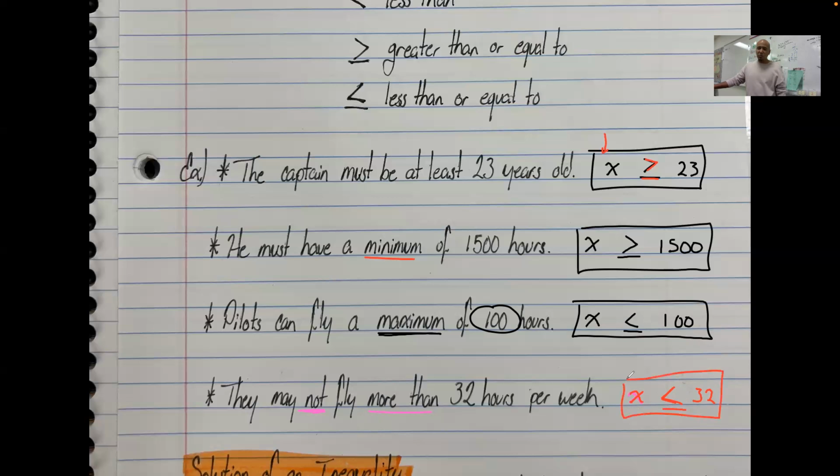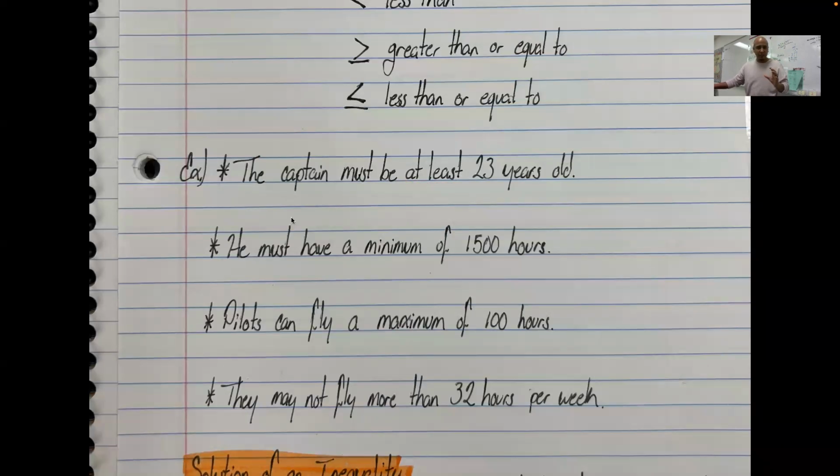So I recommend you rewind this video if you're a little bit confused and not quite getting it there. But notice how I used the key words, at least, minimum, maximum, more than, to show an inequality, right?